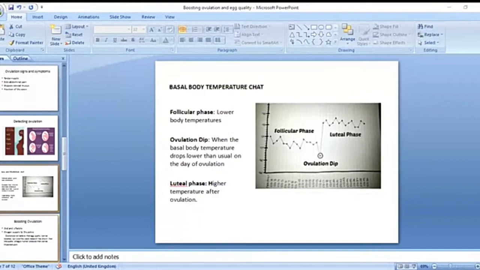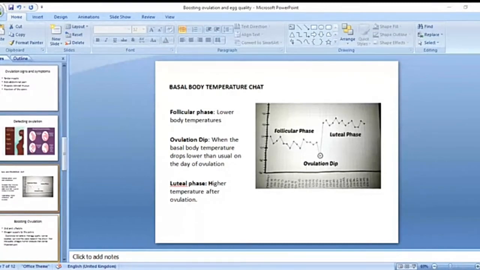And then if you are taking your temperature, you find out that after the ovulation, there's a dip in temperature. The temperature drops. After it drops, it starts going up again. So that's for the ovulation.